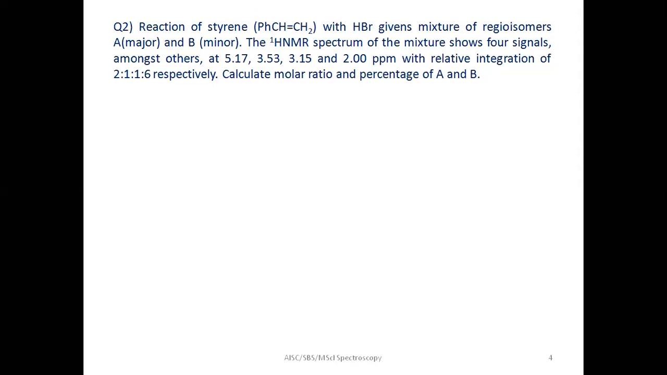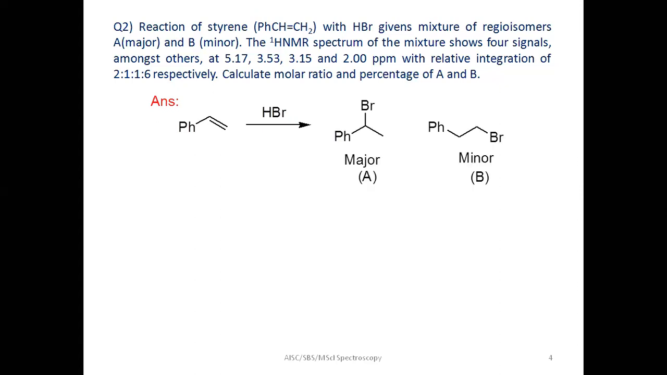So first, you have to write the reaction of styrene with HBr. So this is simply an addition reaction with a major product and a minor product. According to what the major product forms, this is the major product formed by Markovnikov's rule.